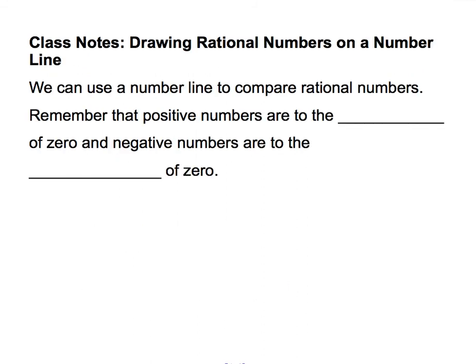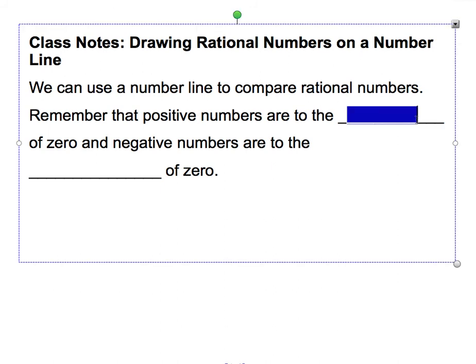Okay, so drawing a rational number on a number line. We can use a number line to compare rational numbers. My grade 9s last year had some problems with putting rational numbers on number lines, so I just want to make sure that I go through them very carefully with you guys. Positive numbers are to the right of 0, and negative numbers are to the left. Okay?